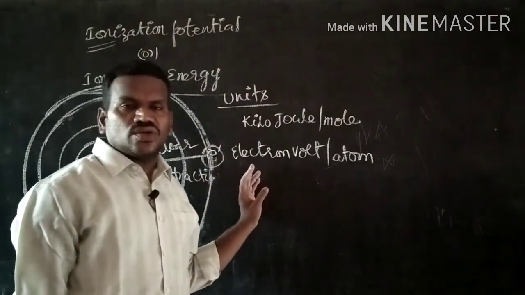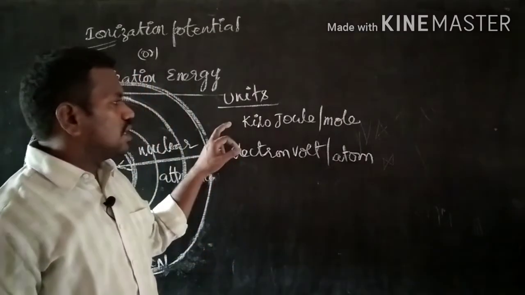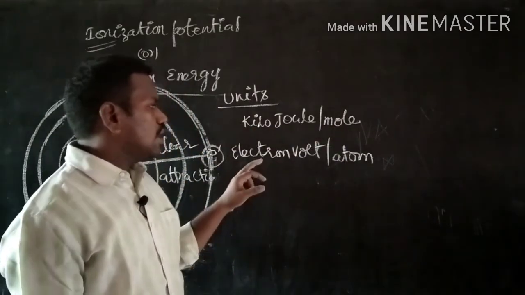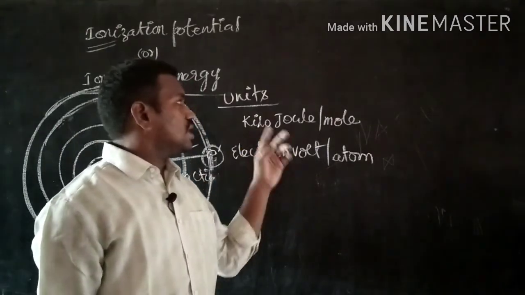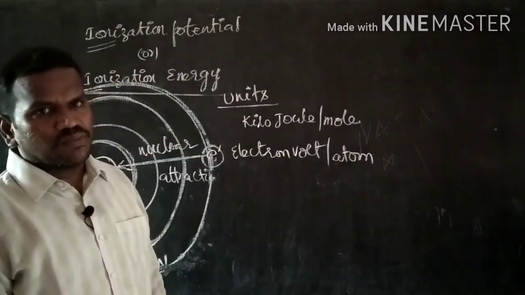Let us come to know the units of ionization potential. They are kilojoule per mole or electron volt per atom. These two are the units of ionization potential.